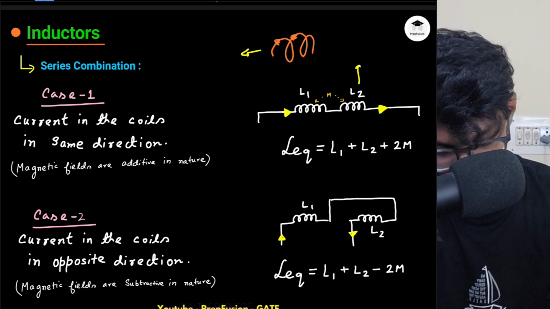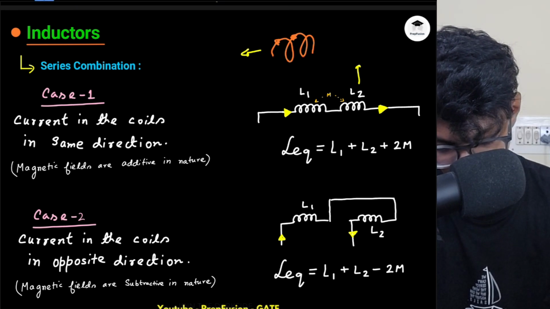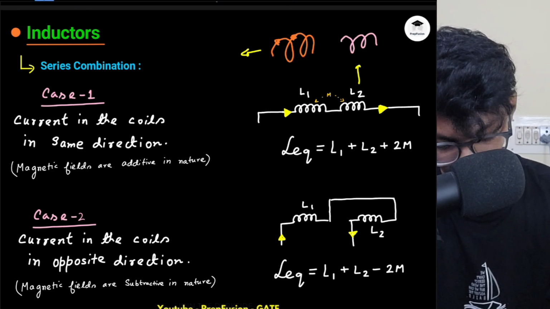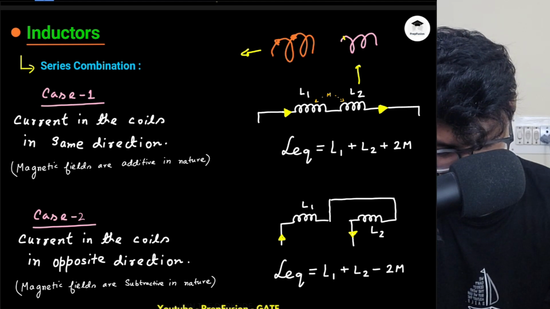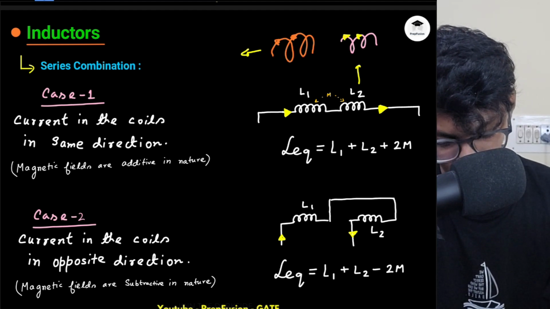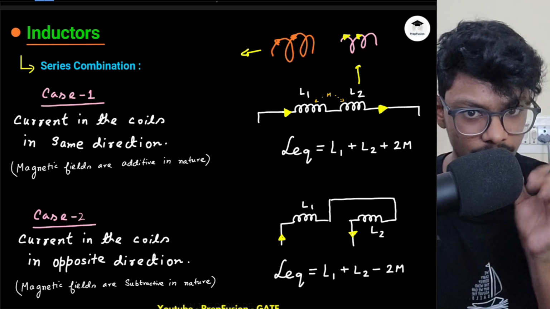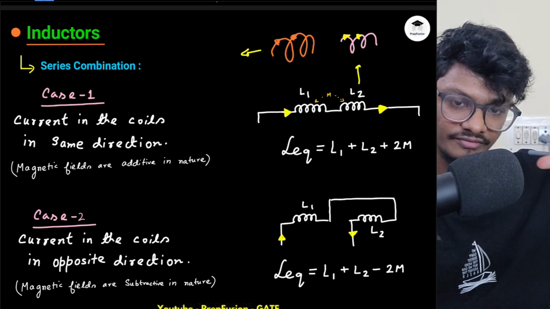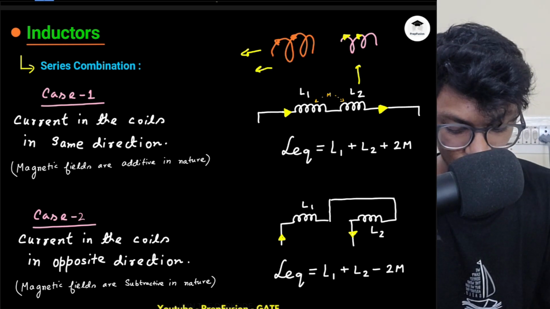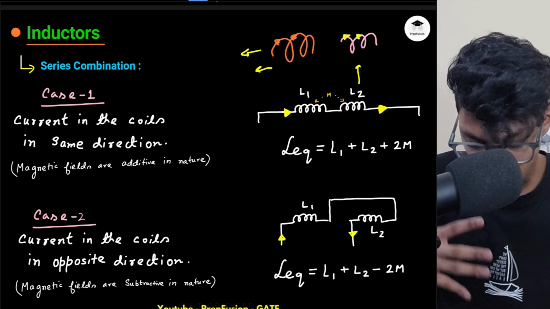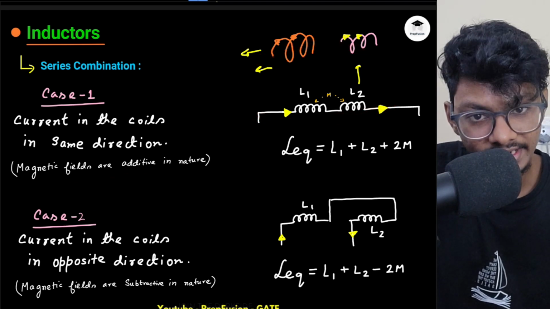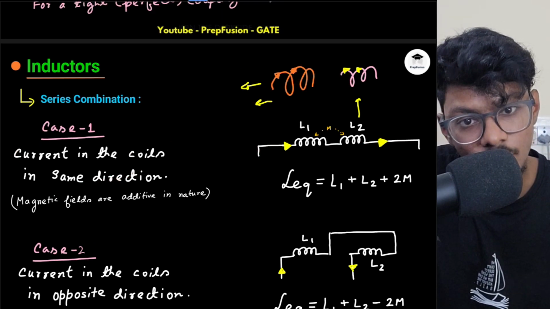Okay, I will just use some other color. Again, the current is in the same direction, right? It is again like this. So the coils are placed like this. So again, if I curl my fingers, the magnetic field is again on the left hand side. So both the inductors are additive, both are acting in the same nature. That's why the mutual inductance also gets added.